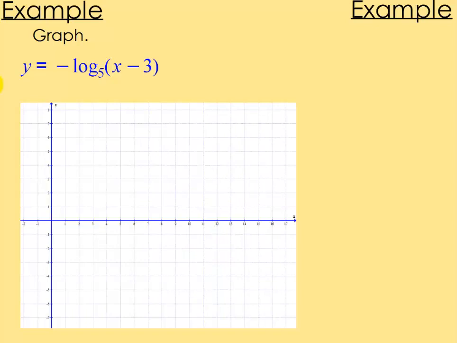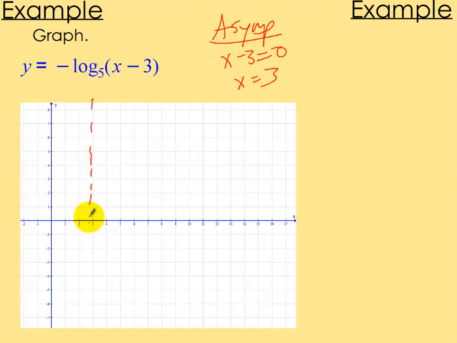So let's try some examples. Pause the video. Okay, first thing I want to find my asymptote. That's going to happen when x minus 3 equals 0, so it's going to happen when x equals 3. And that's going to be a line right here at x equals 3.